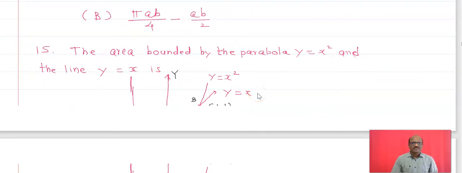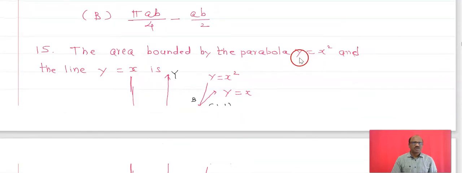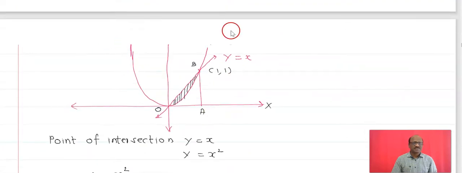Now the next, problem number 15. The area bounded by the parabola y is equal to x square and the line y is equal to x is. Now see this figure. What type of parabola is y is equal to x square? It is symmetric about the y-axis. This is the rough figure, and the line y is equal to x. It is clear that the points of intersection are 0, 0 and 1, 1.